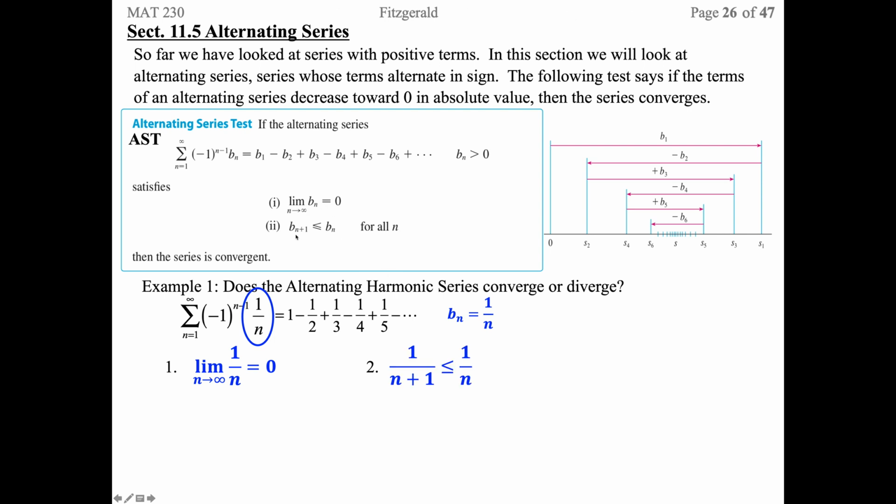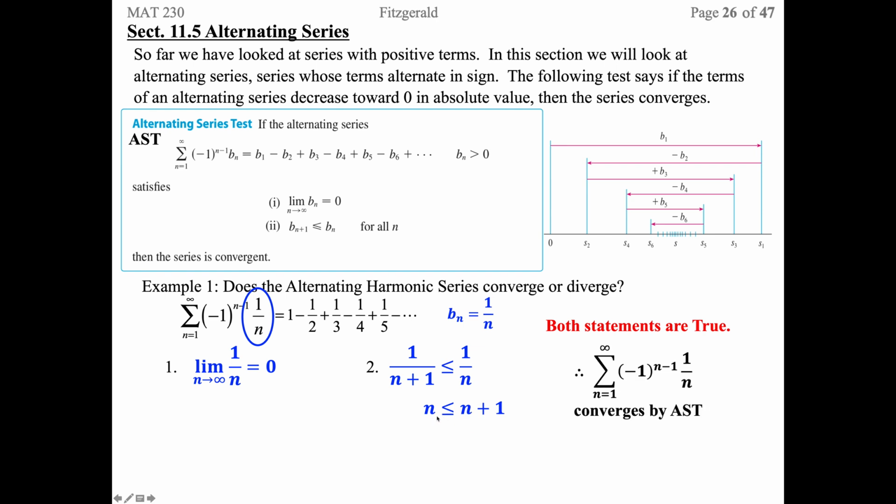Now, let's see if it's decreasing. We put in n plus 1 for all your n's, and we cross multiply. Yes, n is less than or equal to n plus 1. If you want to subtract the n's and make it 0 is less than or equal to 1, fine. So both statements are true. So your original series, copy that over, and say it converges by the alternating series test.